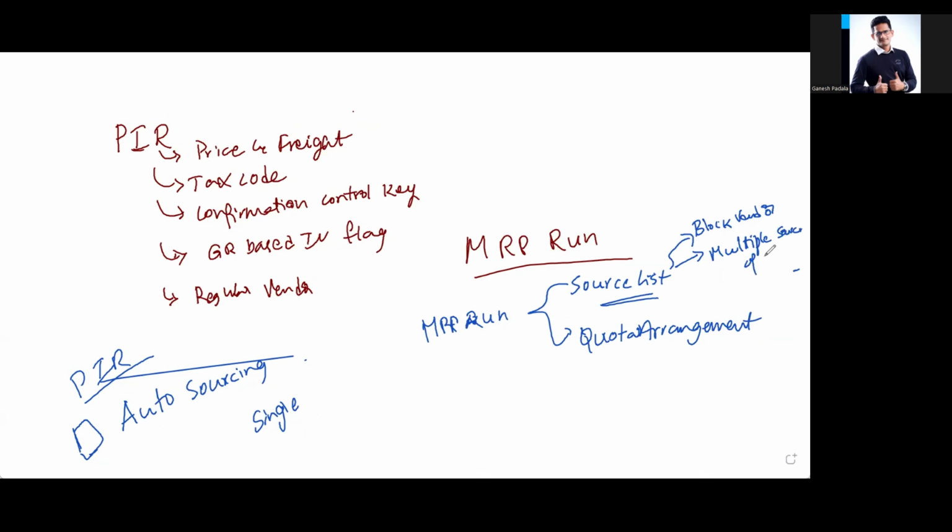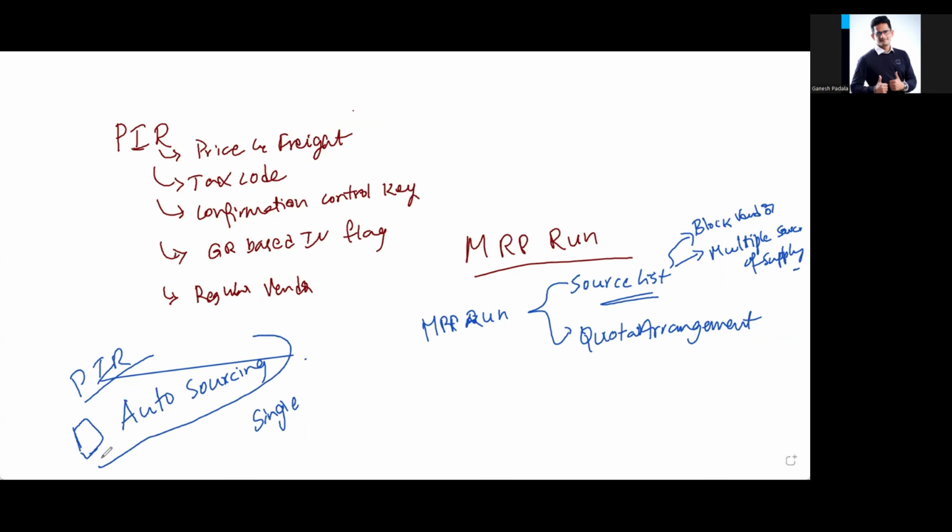Our main video perspective is what this auto sourcing is and how it is going to replace the source list usage. If you want to maintain a source list, you need to maintain it for fixing a vendor when the MRP run is happening, and we keep the source MRP relevant also. Those things are not required, and you can directly use auto sourcing. Let us see in the system.